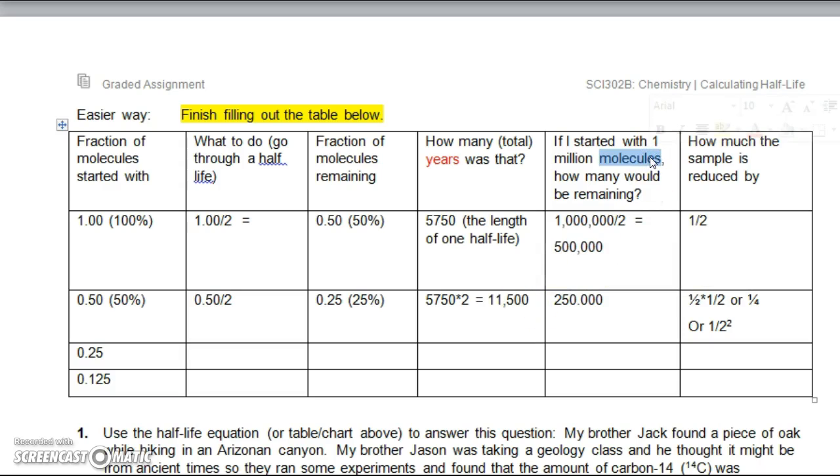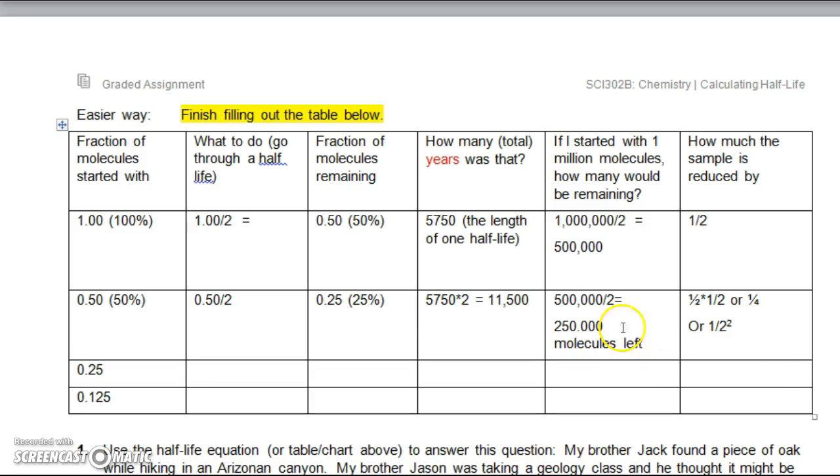How many molecules? Well, after 1 half-life, we had 500,000. So now we're going to divide that by 2, and we have 250,000 molecules left. And that's a quarter of what we started with, which you can get by taking a half times a half, or 1 times 2 to the second. All right, let's do the next one.